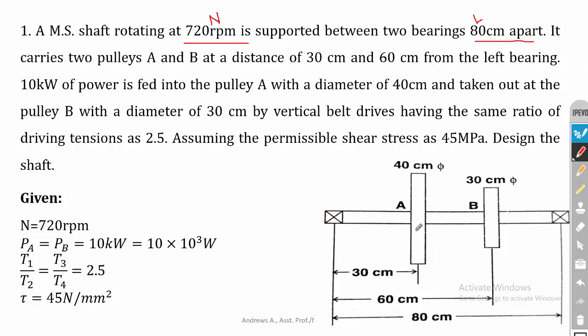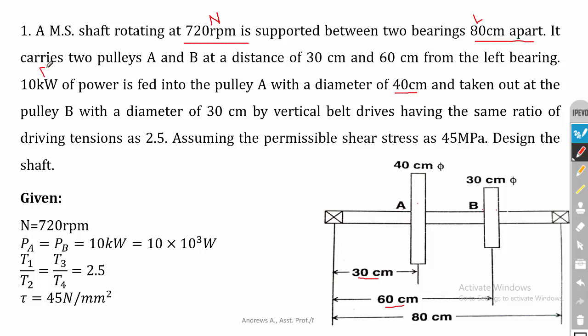You can refer the drawing. It carries two pulleys A and B at a distance of 30 centimeter and 60 centimeter. You can convert it into mm. 10 kilowatt of power is fed into the pulley A with a diameter of 40 centimeter. So 10 kilowatt of power is fed into the pulley A. That is, the pulley A receives power and it has a diameter of 40 centimeter.